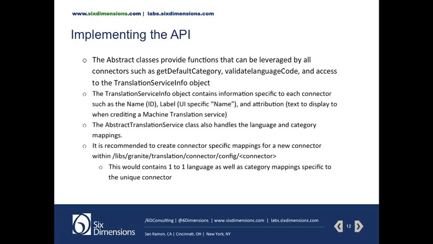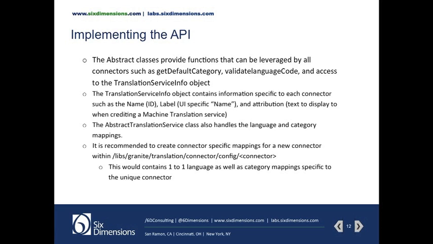The translation service info object is an object that contains information specific to each connector, such as the name, which is the ID, a label, so a UI-specific name of the connector for use in drop downs or different UI-centric components, as well as attribution text. So in crediting a machine translation, you'll see that in the demo, Microsoft's is translations by Microsoft, basically, for the attribution text. And it allows components to leverage those data points.